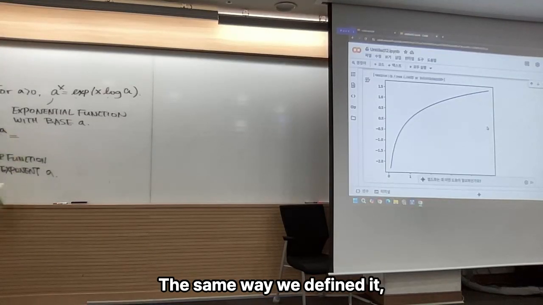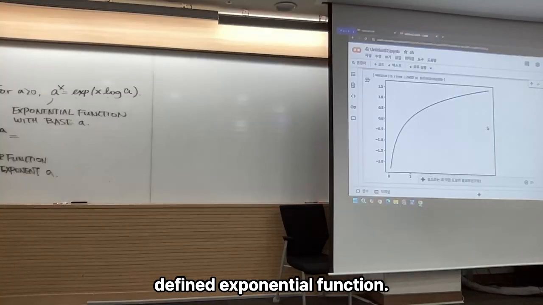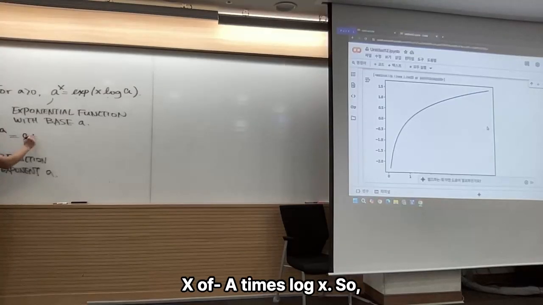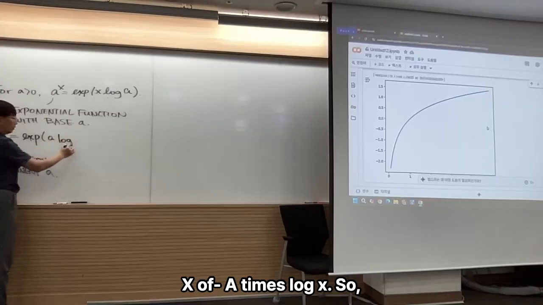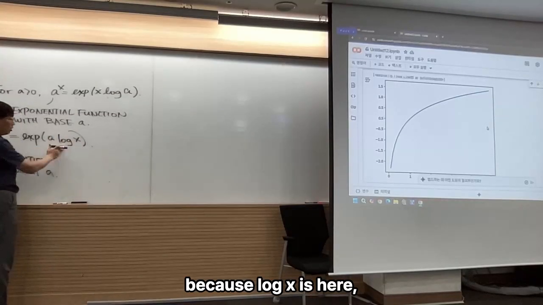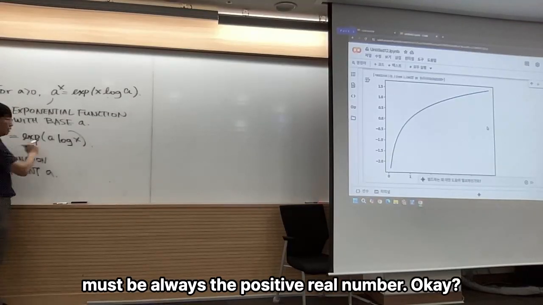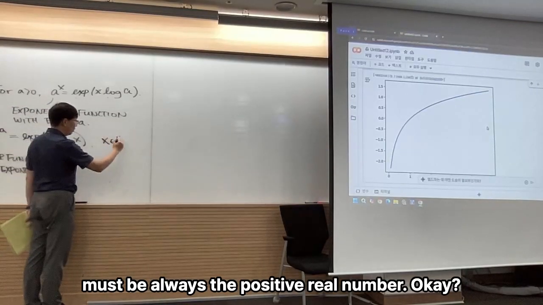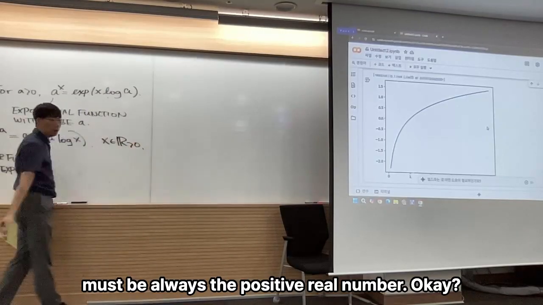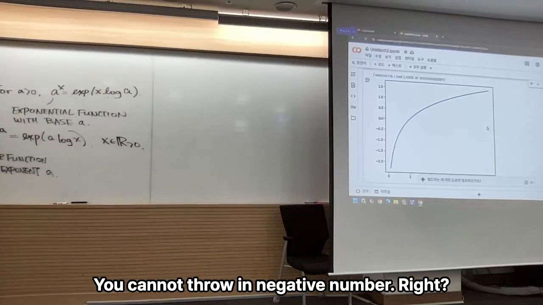The same way we defined the exponential function. x of a times log x. So because log x is here, the domain of the power function must be always the positive real numbers. Okay, you cannot throw in a negative number.